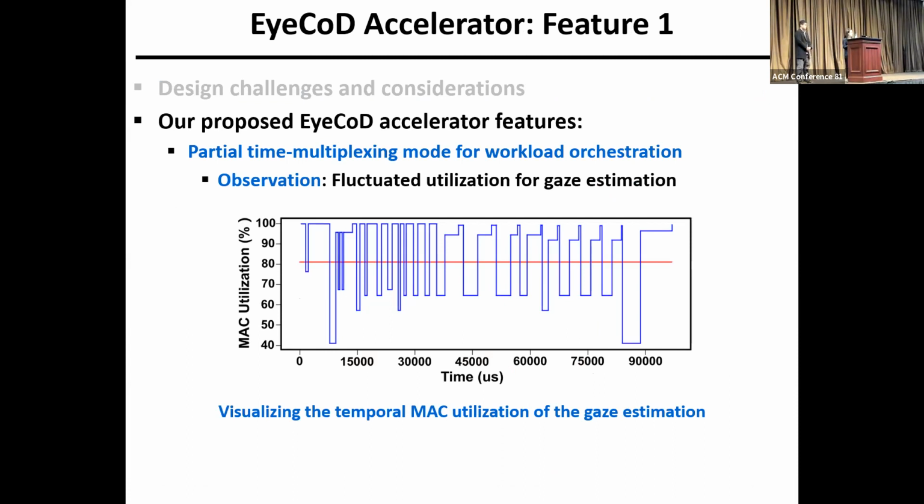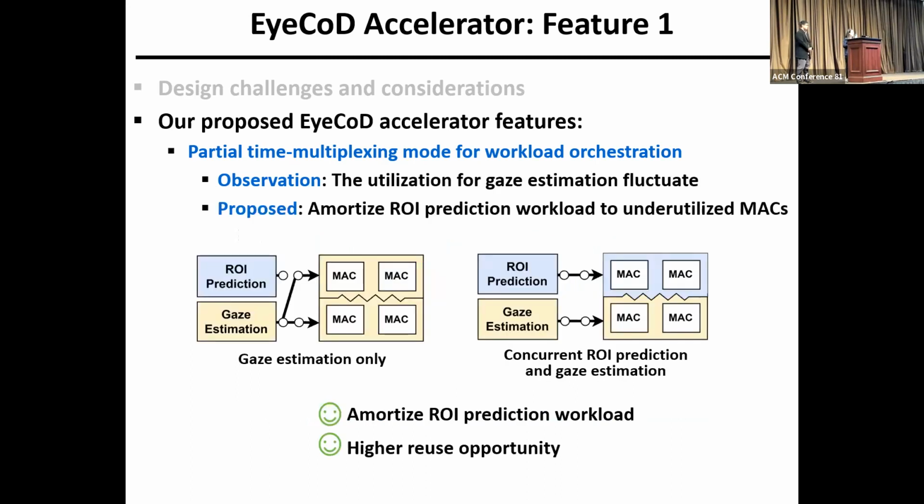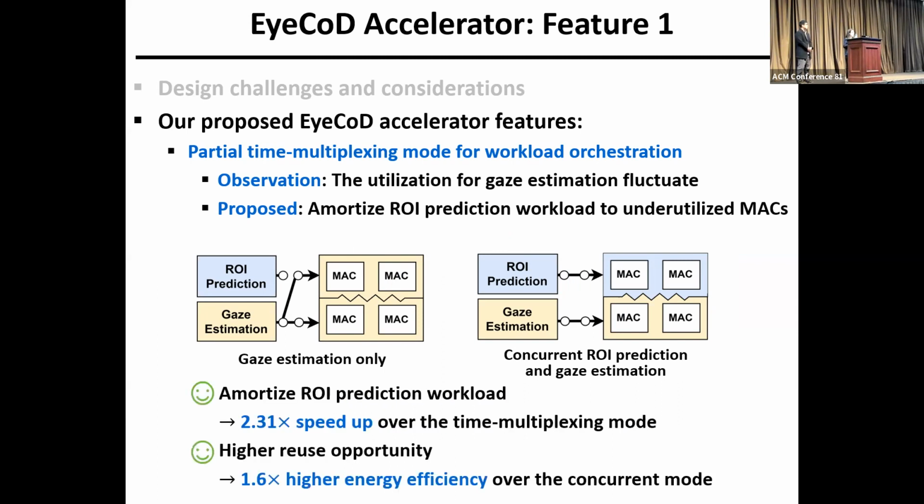First, we propose and develop a partial time multiplexing mode for workload orchestration. Based on the observation that the gaze estimation model has a low MAC utilization for some of the depth-wise convolutional layers, we propose this partial time multiplexing mode to run the ROI prediction model on the underutilized MACs. By using this mode, we can amortize the ROI prediction workload among 50 frames, and at the same time guarantee enough MACs for both models to maintain a high reuse opportunity. Our proposed mode has a 2.31 times speedup and 1.6 times higher energy efficiency than the time multiplexing mode and the concurrent mode.